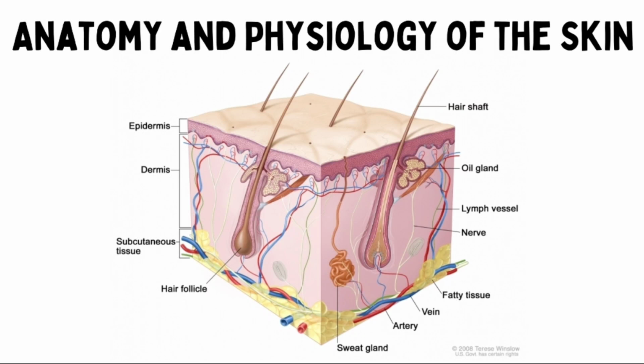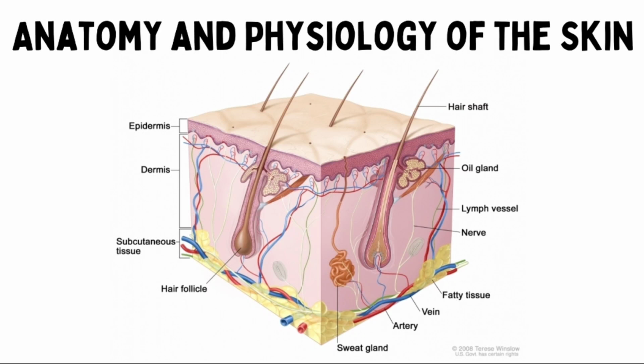The most superficial layer is the epidermis, consisting of epithelial tissues and contains four main cell types: keratinocytes, melanocytes, Langerhans cells, and Merkel cells. It's avascular as it has no blood vessels, and below the epidermis is the dermis.